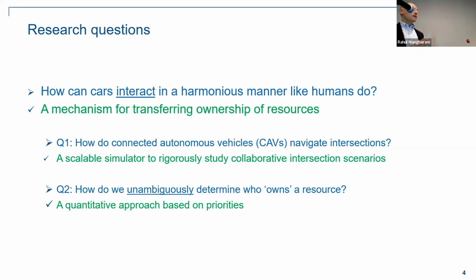This was important for us to understand how it works, and that's why we built a scalable simulator that will really help us understand how this could be implemented. And the second question is, how do we unambiguously determine who owns a resource? If we have to do a negotiation, we need to know whom we have to negotiate with. So that's why we need to know who has the right of way.